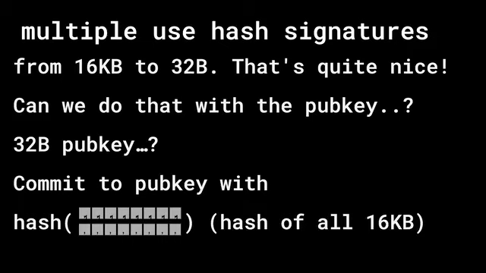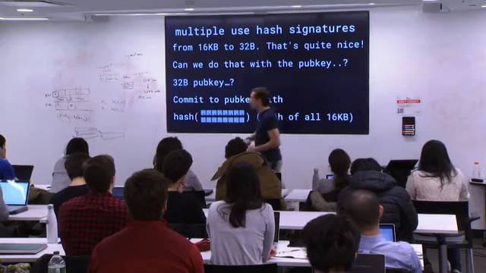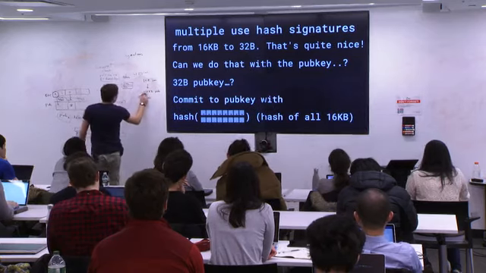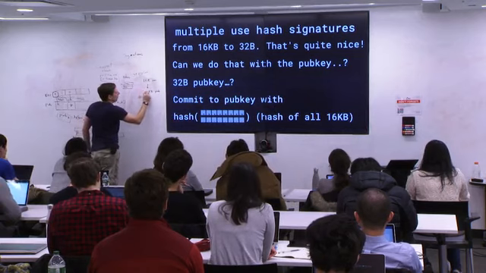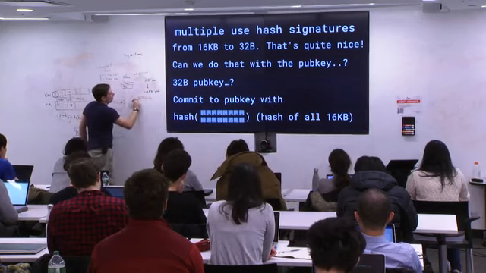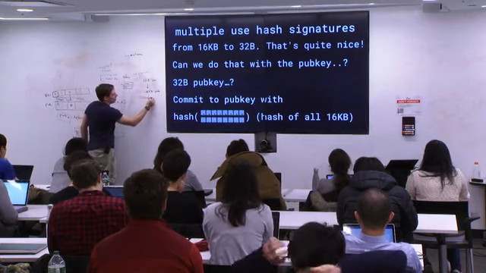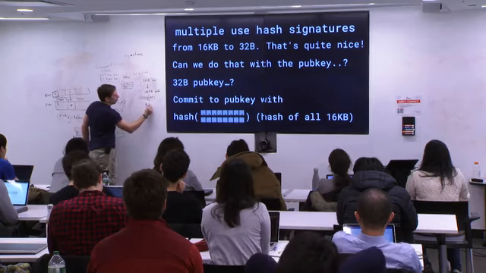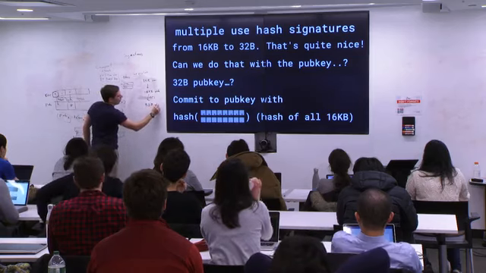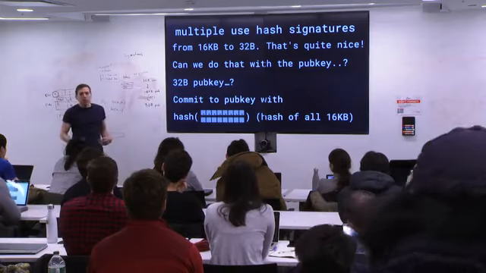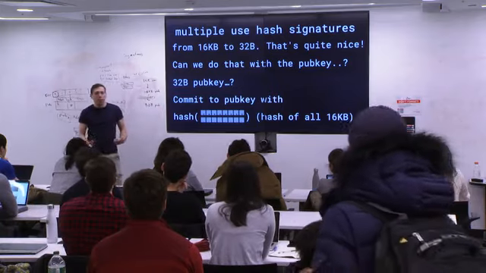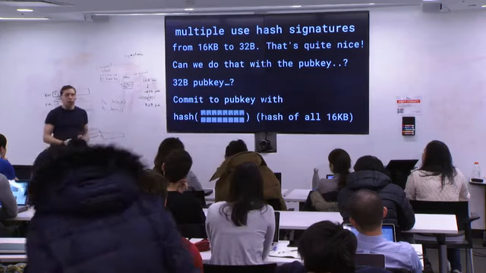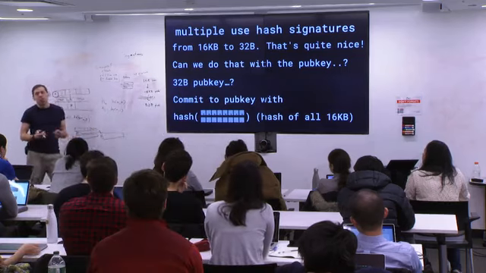Okay, so you say, well, yeah, 32-byte pub key. Well, you just commit to the pub key with the hash of the whole thing, right? I've got my 16 kilobyte pub key. I just hash it, right? And now I have a 32 byte public key. And I've committed, that works, right? I've committed to my public key. However, when I sign, I need to provide the whole public key.